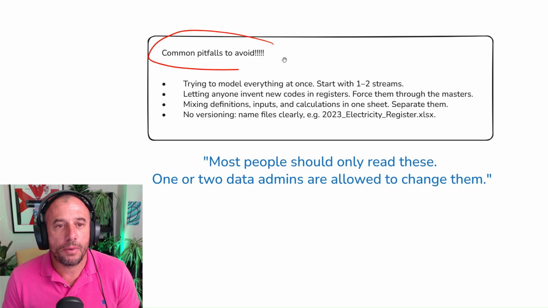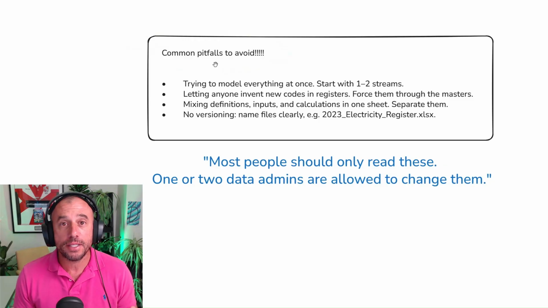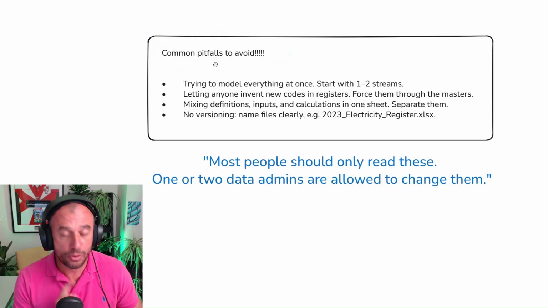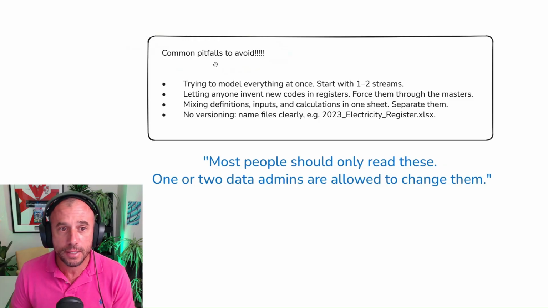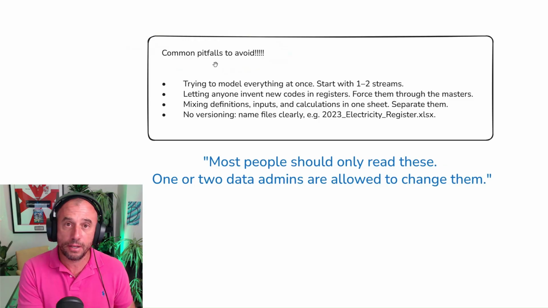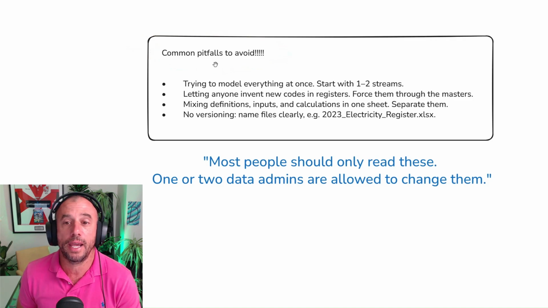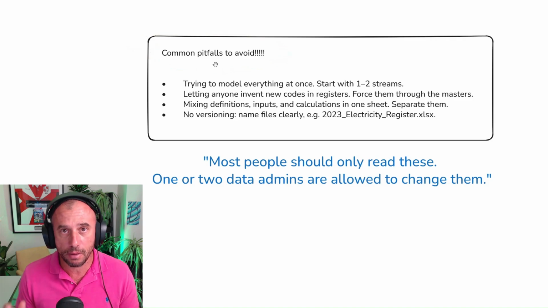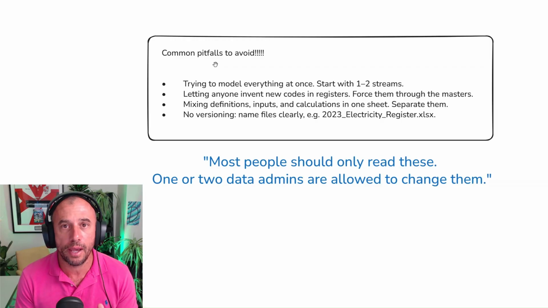Okay, so I've got here now some common pitfalls to avoid. Don't try and do everything at once. Just start with scope 2 with 2 locations and do it from the master to the register through to the calculation, and just do that once. Don't let anyone invent new codes in the registers; force them back to the master spreadsheet. Don't mix the definitions, inputs, and calculations into one sheet; separate them out as we had 3 buckets. And no versioning: name the files very, very clearly so when people look at the name of the file, it's very clear what it is.